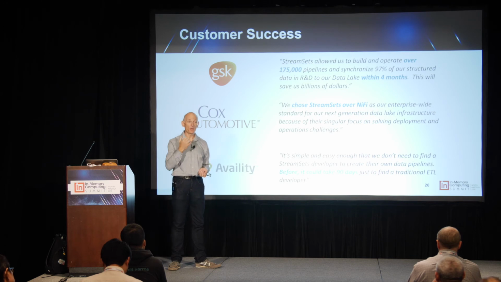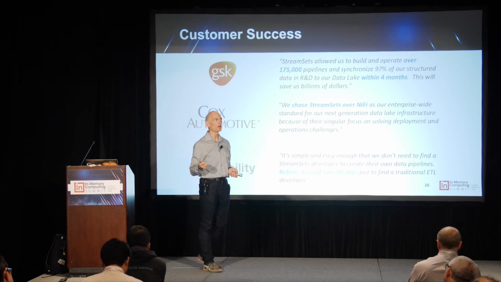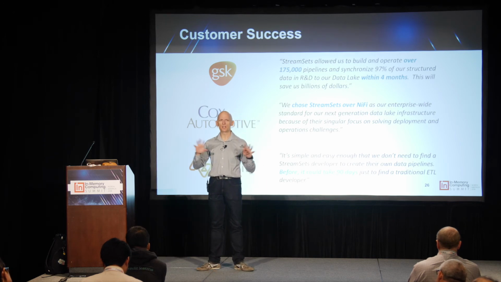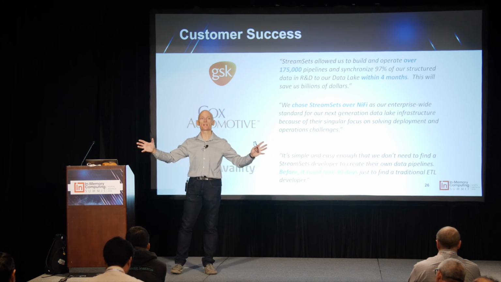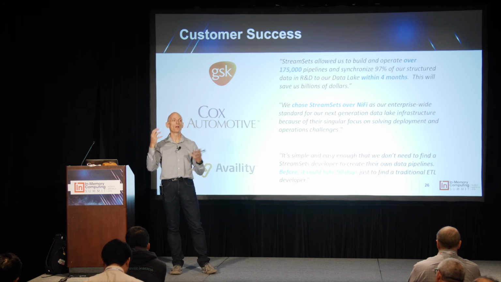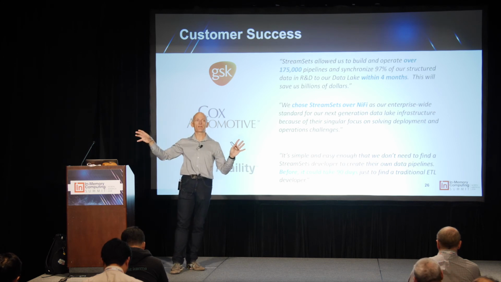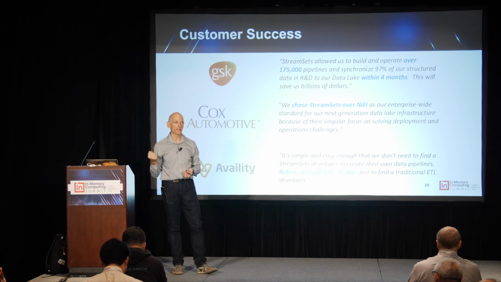Cox Automotive is not a well-known name, but they're the parent company for Kelley Blue Book, Autotrader.com, and about 25 to 30 other automotive-focused websites. So you can imagine they have a lot of correlations and insights they can draw between data from those different properties, and they have StreamSets running at every subsidiary, feeding their central data lake.